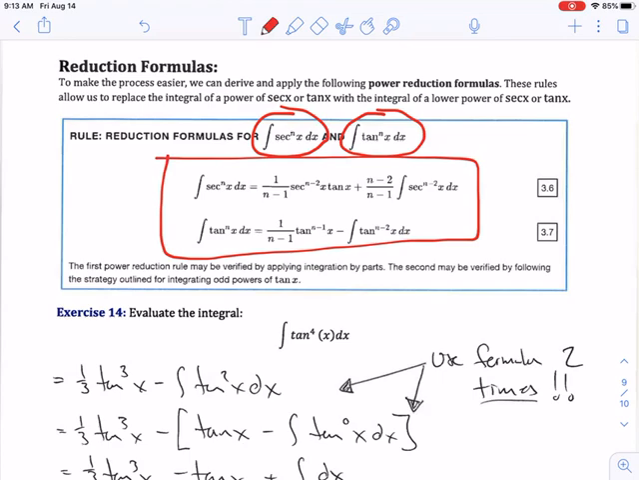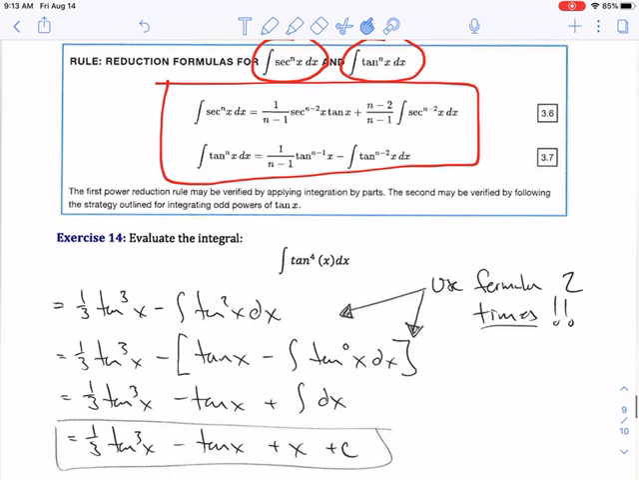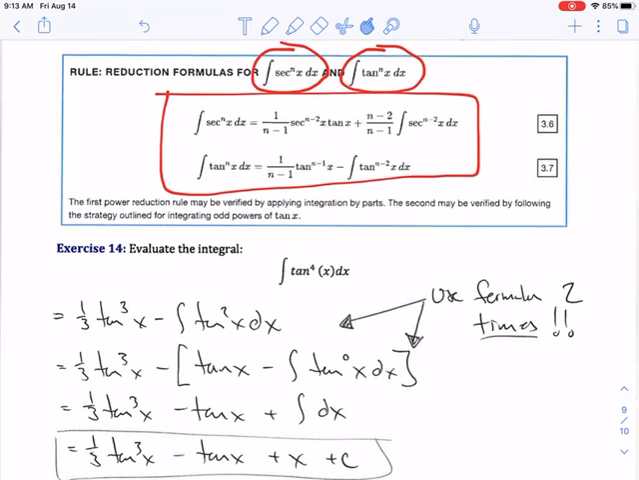So with exercise number 14, we have the tangent to the fourth. We're going to use the tangent formula. It says we do 1 over n minus 1. Well, n is the power. The power is 4. So 1 over 4 minus 1 is 1/3. And then it is tangent to the n minus 1 power, so that would be the third power. So 1/3 tangent cubed, minus the integral of tangent to the n minus 2. So that's going to be minus the integral of tangent squared.